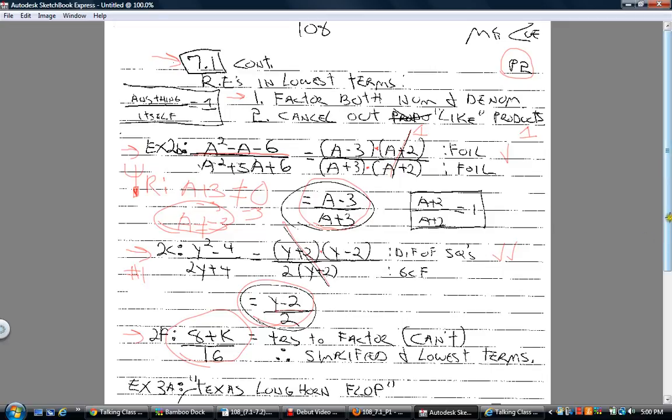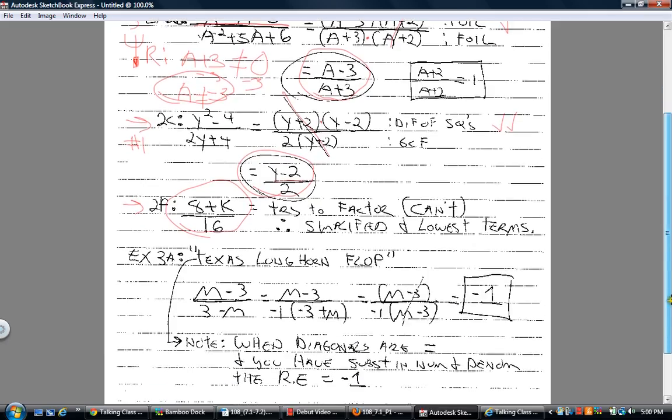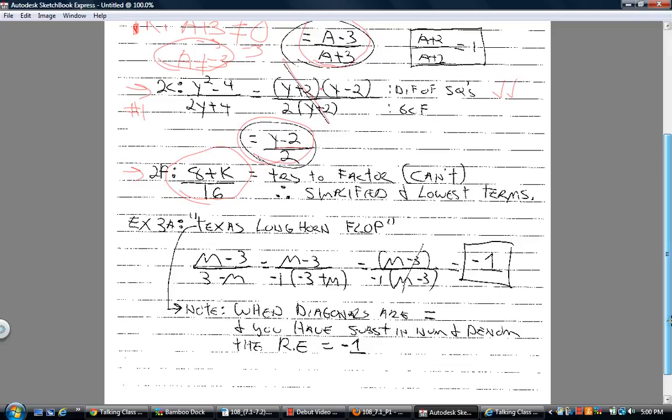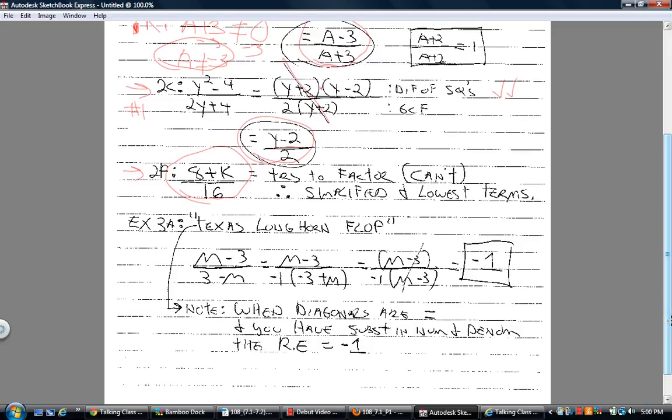Now we get to example 3a, and hopefully from your earlier algebra days you remember this. Unless you had me, this next phrase is a concept I came up with to understand what happens if you have a variable expression such as m minus 3 divided by 3 minus m. When I look at this, I intuitively cannot tell you what this is going to reduce to. I'm going to walk through the steps here and explain what the Texas Longhorn flop is.